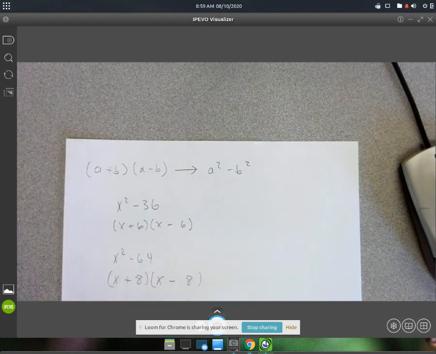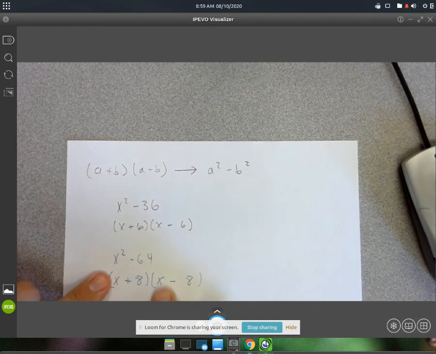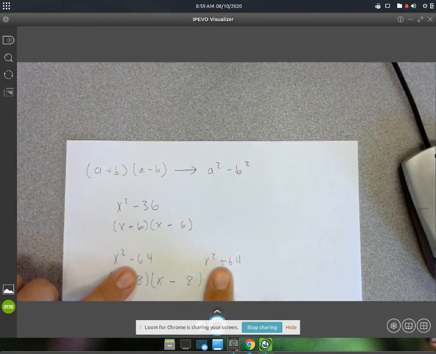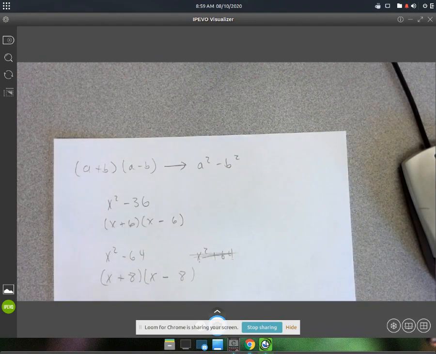I do want to point out real fast, this does not apply. You cannot use this little trick if it were x squared plus 64. It has to be a minus sign right here in order to use this formula. So if it's the sum of two squares, there's no way to factor it. You can't do it.